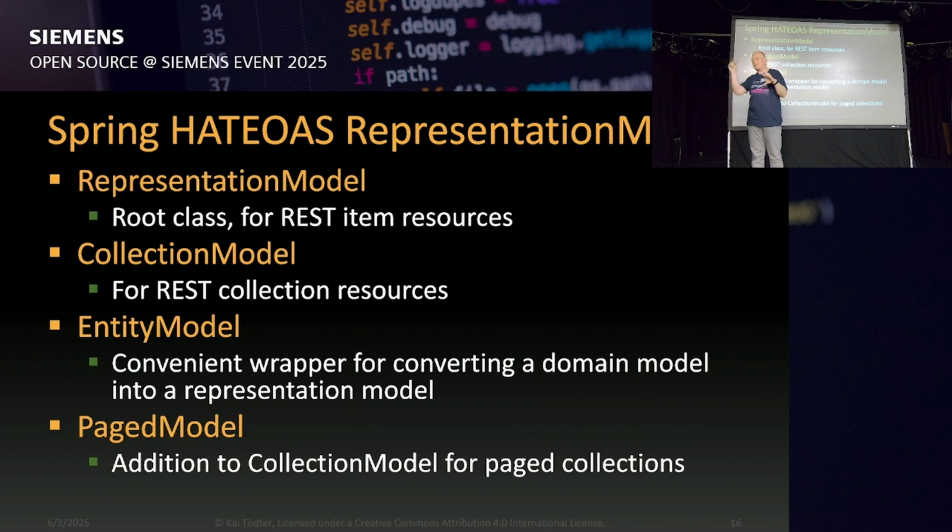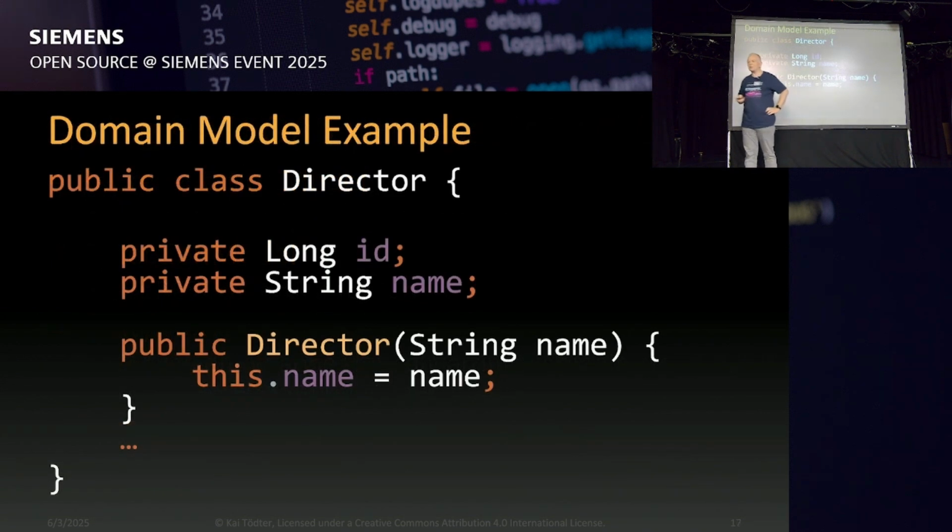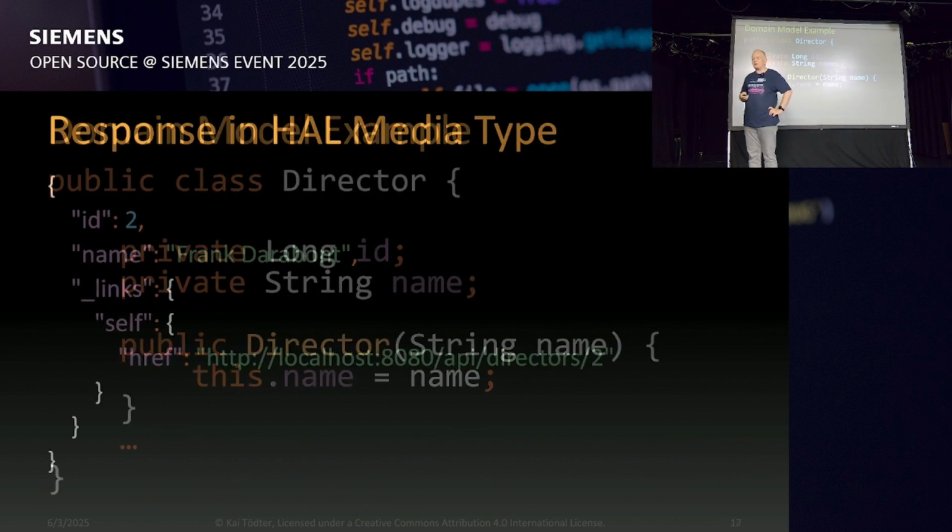And then with a simple construct, you can transfer this domain model into an entity model. And once you have an entity model, you could add links or affordances. And page model is a mix of both. So here's an example. This is Java, but I think it's easy enough that everybody should understand. So this is a director. And in this simple example, it just has an ID and a string. And we will see this later in the representation.